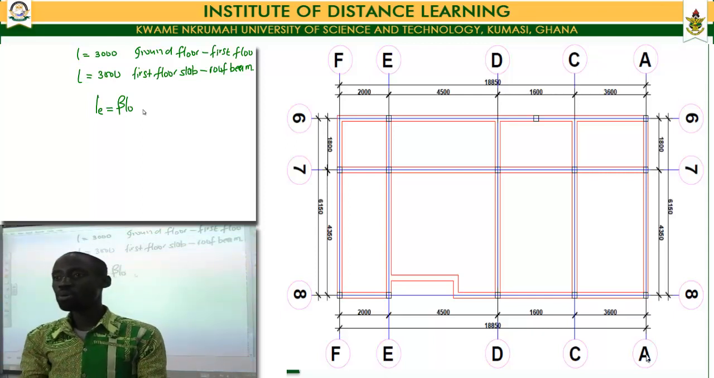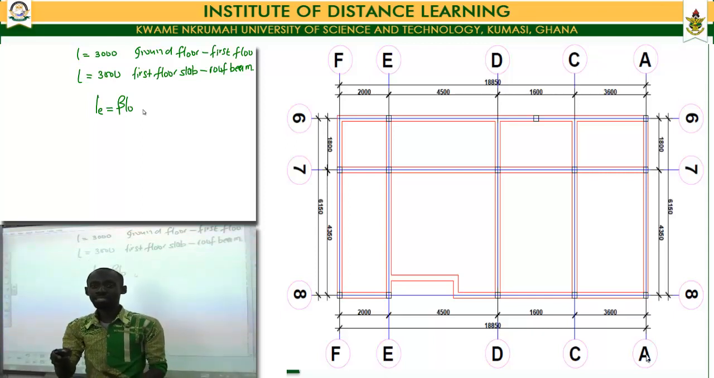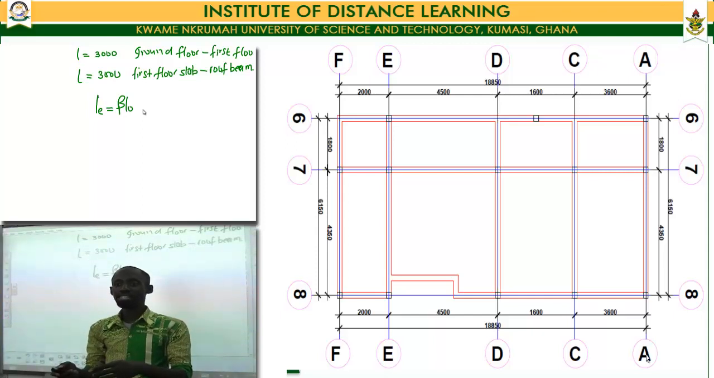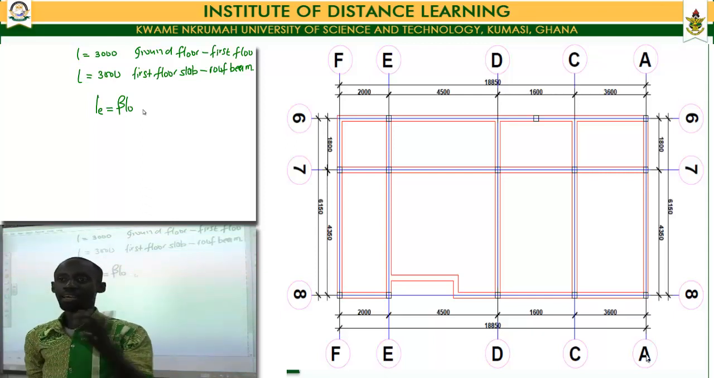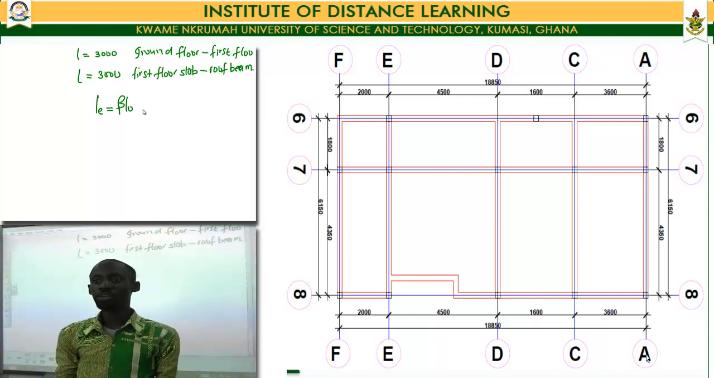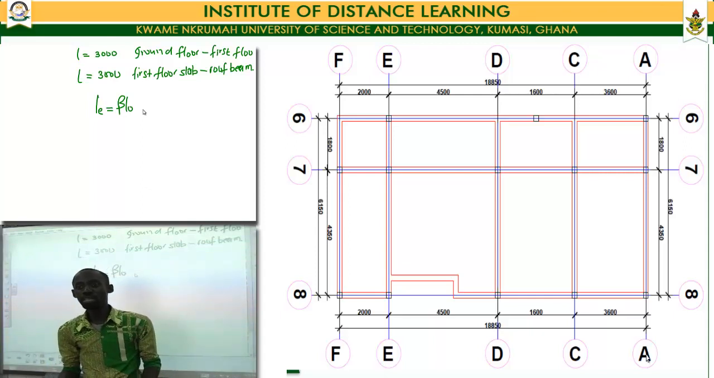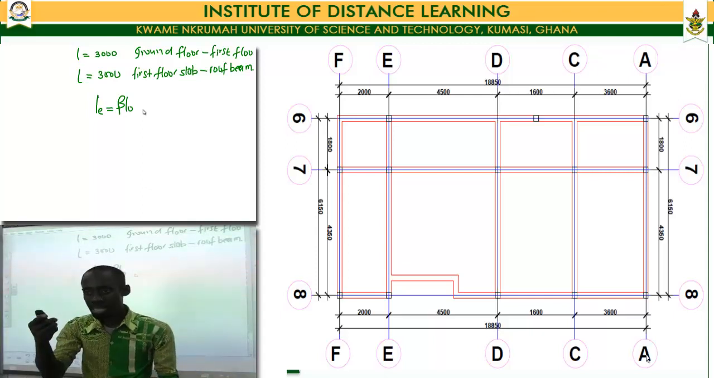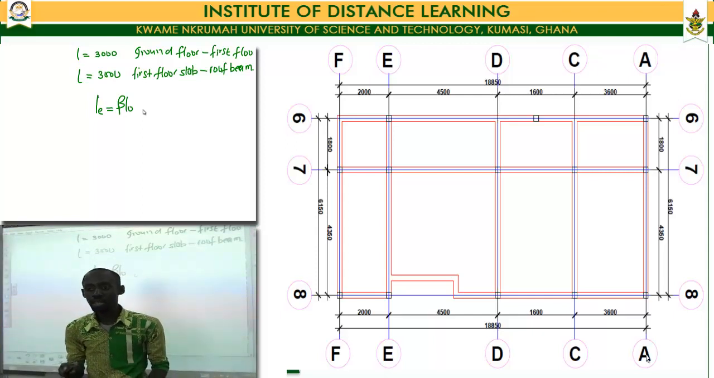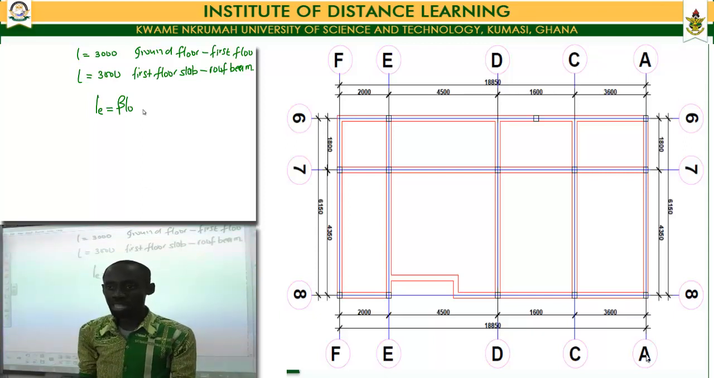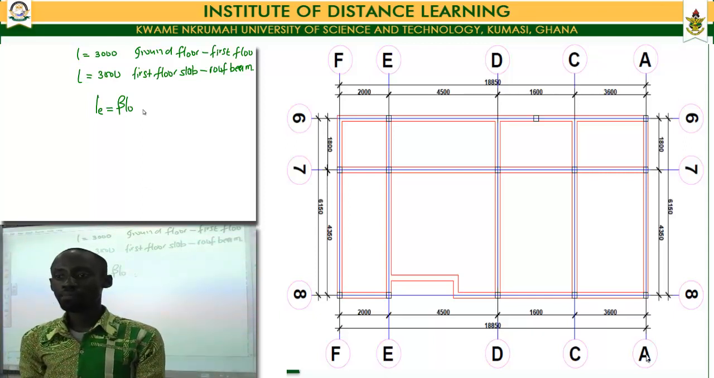If we take our column located at intersection C, at the intersection between grid line C and grid line 7, it has 4 different panels to its side. To the left side, it has a dimension of 1,600. To the right side, it has a dimension of 1,600. Then to the upper side, it has a dimension of 1,800, and to the lower side, another dimension of 4,350.